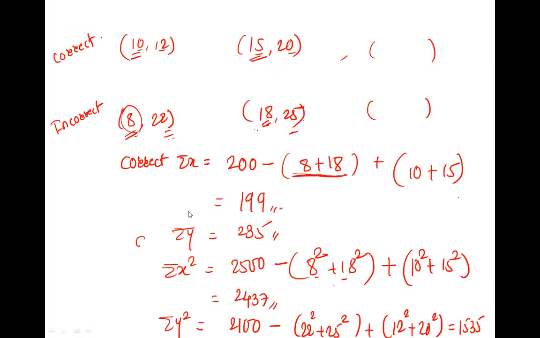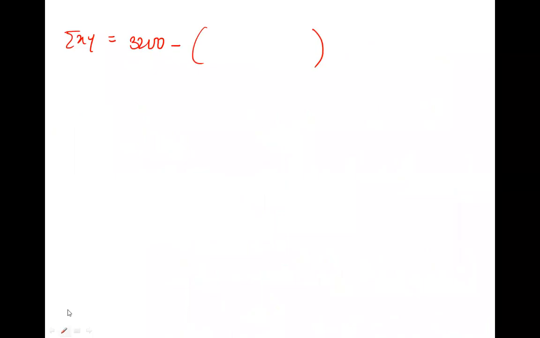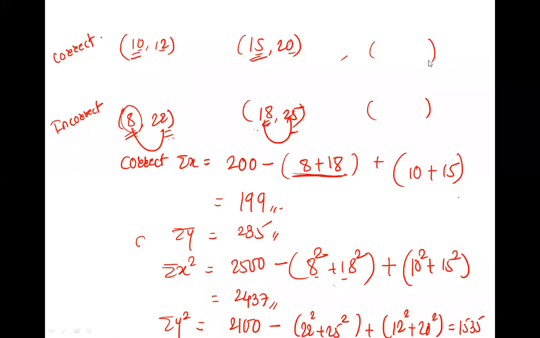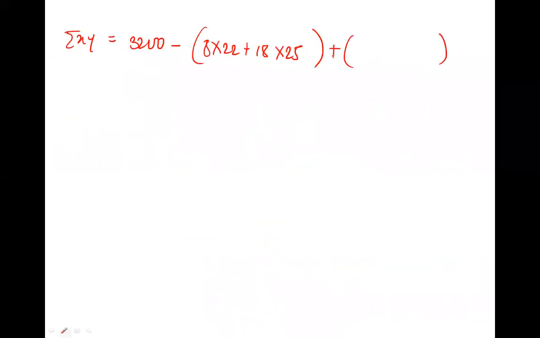And last, correct summation xy will be incorrect summation xy, that was 3200, minus the sum of incorrect x into y. So this into this plus this into this: 8 into 22 plus 18 into 25. Incorrect is done. Plus sum of correct. What are the correct ones? 10, 12, 15, 20, x into y. Do this, then you will get the answer correct.